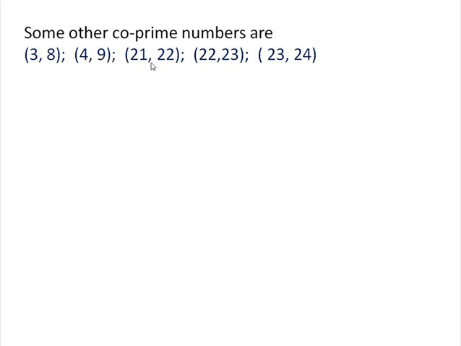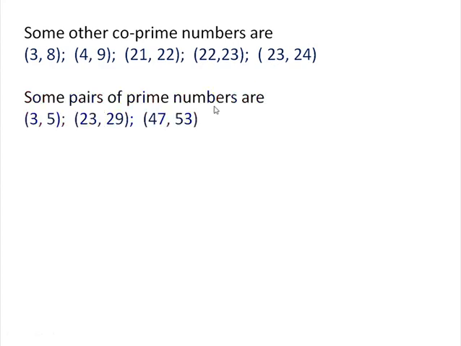Here 21 and 22. Both are composite numbers but both are consecutive natural numbers. If you know the natural numbers, the set of natural numbers starts from 1: 1, 2, 3, 4 and so on. That is, they go on to infinity. So 21 and 22 are consecutive natural numbers, that is, one number comes after the other. Here 22 comes after 21, 23 comes after 22, 24 comes after 23. So these three are pairs of consecutive natural numbers. So any two consecutive natural numbers are also co-primes.